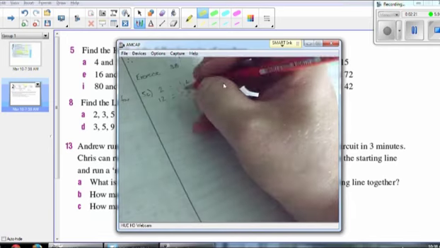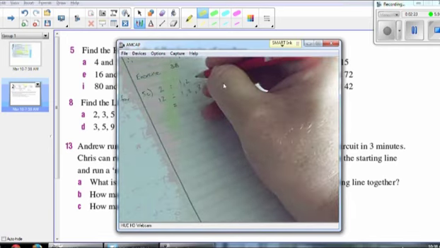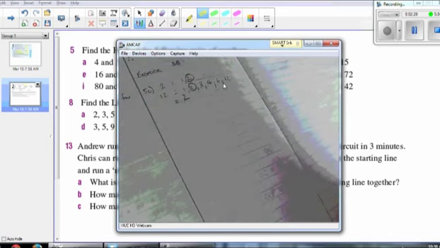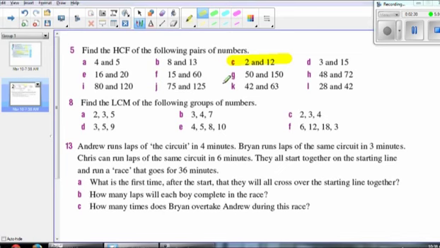So obviously the answer to this is going to be 2. That's the highest common factor. So it really is quite straightforward. You just need to understand what a factor is, and you need to understand how do I look for it?